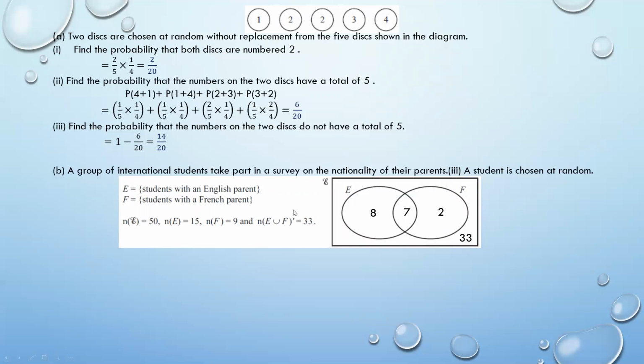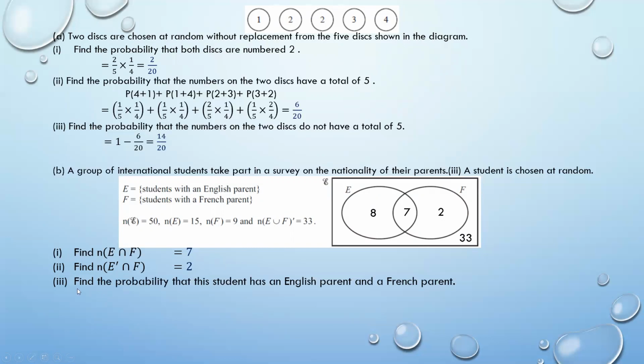Then you go and figure out how. The question now asks for n(E intersect F), which is 7 here. Then E complement intersect with F: E complement means you have these 2 choices, and you only need the part that intersects with F. F, you only have 2 here. 2 will be your answer.